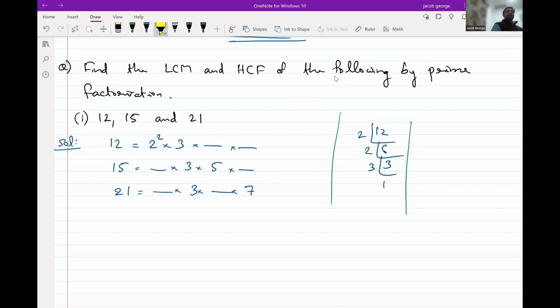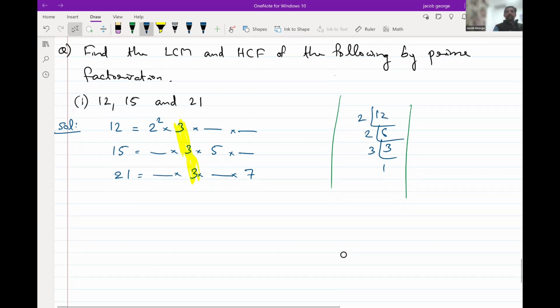Now for HCF, we have to see the common prime. What are the common primes here? 3. 3 is present in all these places. So we write HCF is equal to 3. HCF is 3.